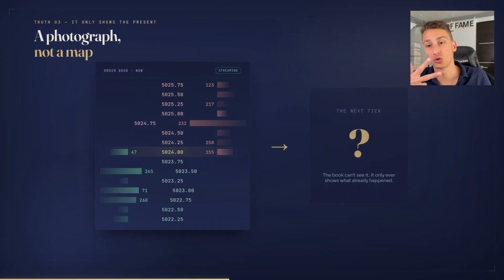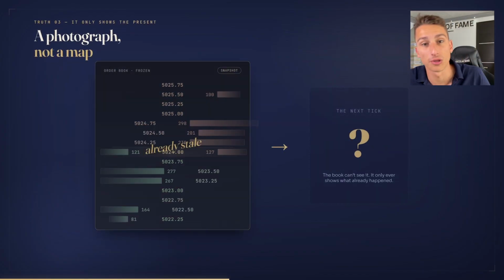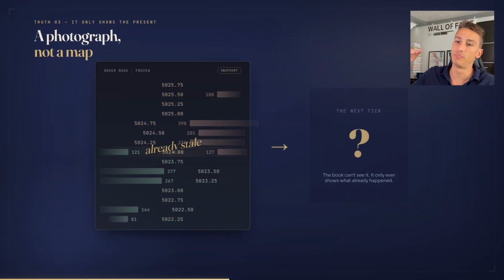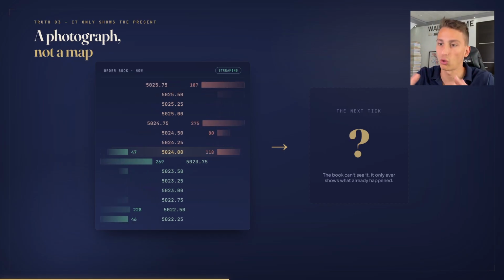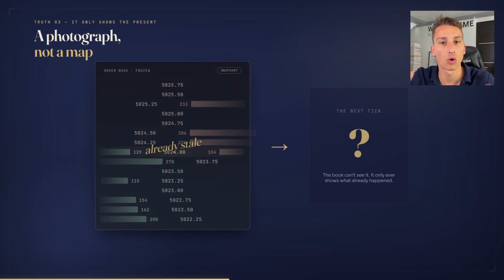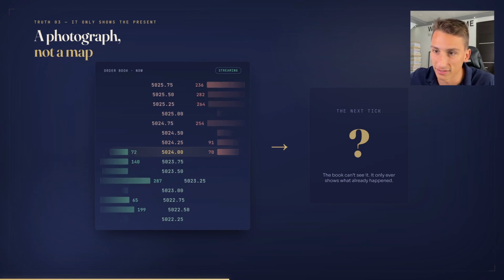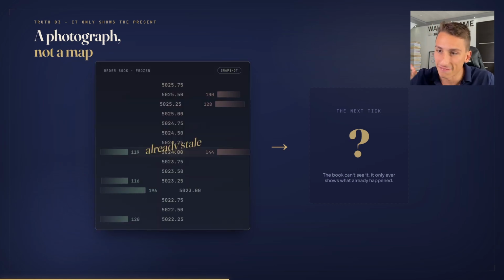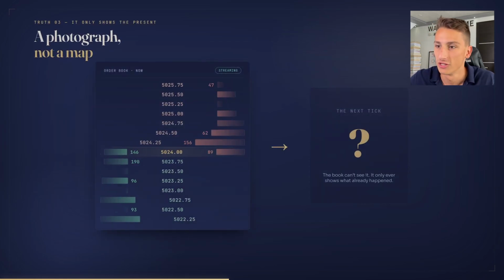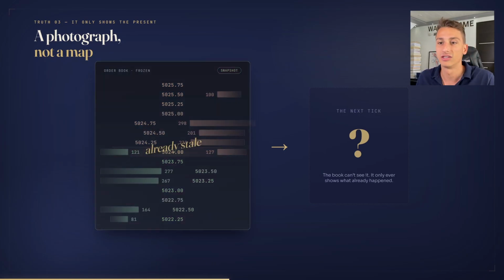The third hard truth is it only shows the present. And this is a big one. The DOM is a photograph of what's resting right now. And it tells you nothing about what happens next. Orders appear and vanish in milliseconds. The book is reactive. It reflects intentions that can flip instantly. And you cannot build a forward-looking strategy on a snapshot that's already out of date by the time you blink.